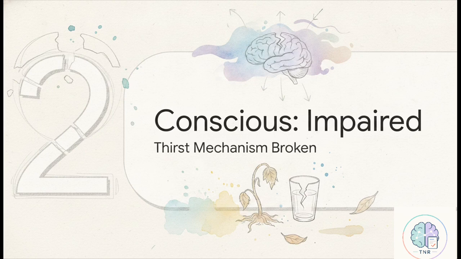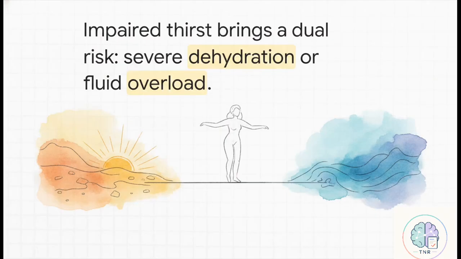Moving on to part 2, conscious patients with impaired thirst. For this specific group, the clinical danger is immense. Because their thirst mechanism is completely offline, they are basically walking a clinical tightrope. They face a massive dual risk. On one side, severe dehydration, known as adipsic DI, because they simply don't feel the urge to drink when their body desperately needs it. But on the flip side, if they drink too much without that internal fullness signal, they risk dangerous fluid overload.